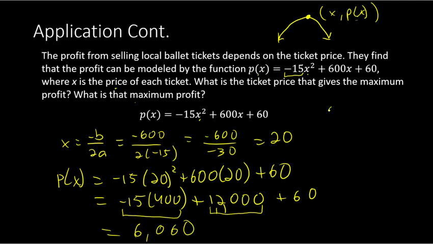So we have our x value and our p of x value. That's going to be the point 20, comma, 6,060. So how do we interpret this? Well, remember 20, this x value, is the price of each ticket. So we sell it for $20 each ticket, and that will give us the maximum profit, which is the 6,060. So 20 is the ticket price, and 6,060 is your maximum profit.